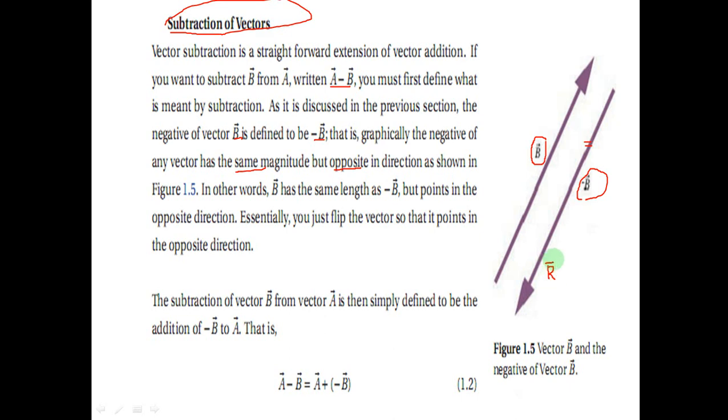Here the resultant vector R is equal to vector B plus minus B. So for minus B, you must put the arrow to represent that it is a vector, minus B. Their resultant vector will be zero, because these two vectors have the same magnitude but they are opposite in direction. So when you find the resultant vector, it will be zero.